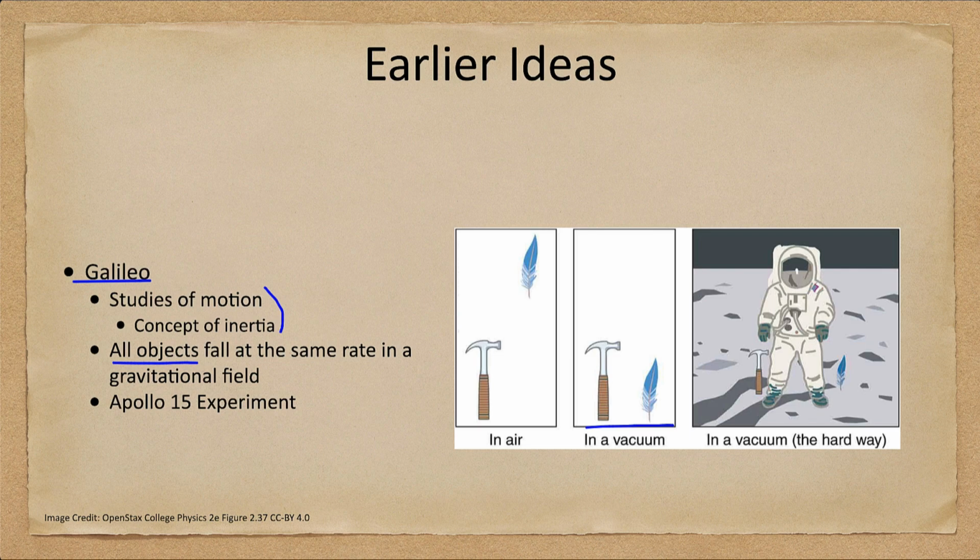Now, we don't notice this here on Earth because we have air, and air resistance will keep the feather from falling as fast as the hammer. But if we do this experiment on the moon, we will see that they do fall at exactly the same rate. And in fact, we can look at that with what was done with the Apollo mission, and we will go ahead and watch a video of that mission and listen to what was done with the Apollo 15 mission where they did this exact experiment on the moon.